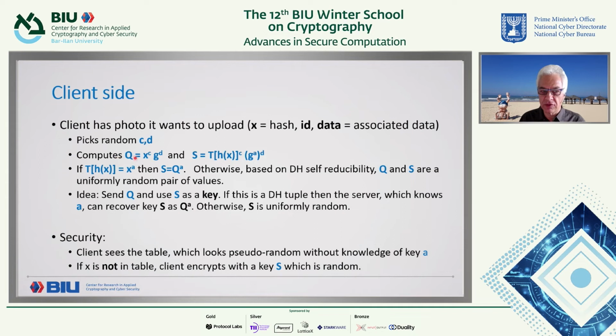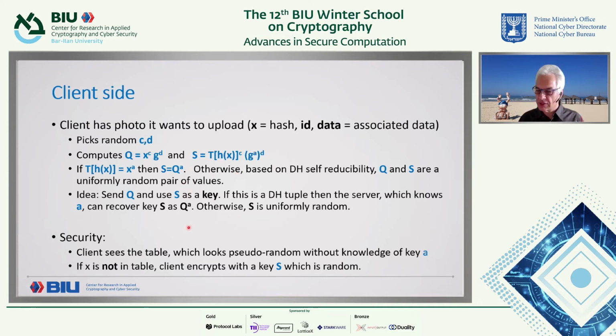So the idea is the client computes these two values. It's going to send Q to the server as part of the upload, and then use this S as a key. Now, if the item that the client uploads matches a Diffie-Hellman tuple, then S is Q to the power of A. The server knows A, and the server can compute this key. Otherwise, the key is completely random. So the nice thing here is that the client computes a key that for items which do not match the system database is completely random, and for items which do match the system database, the server can compute that key easily.